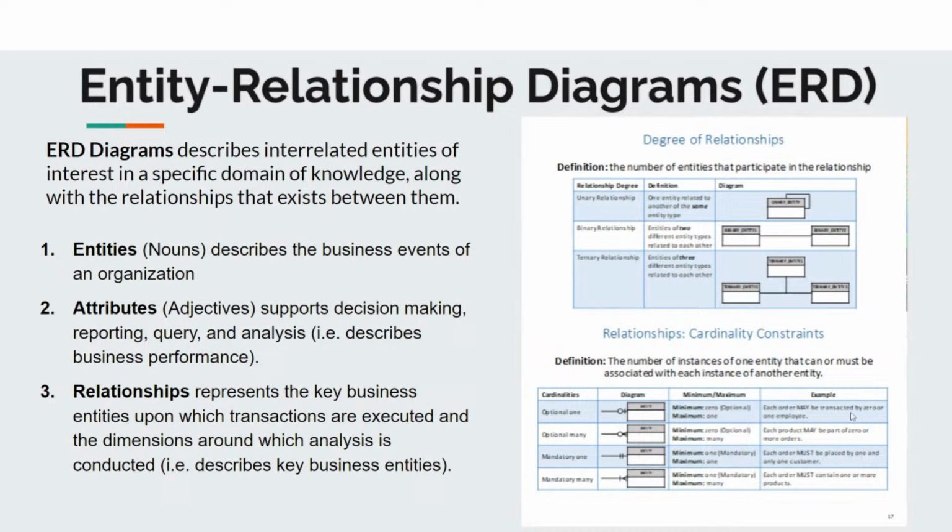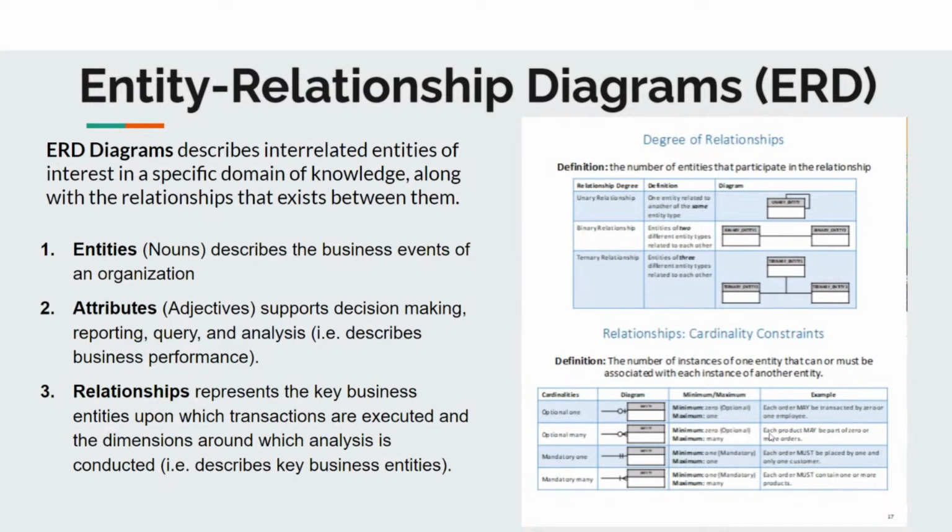So an example of an optional one relationship: if there's an order, it may be transacted by 0 or 1 employee. So it's optional. An employee doesn't necessarily have to make a transaction, but at most there can only be one employee assigned to a transaction. Or for a transaction, only one employee can be assigned to it.